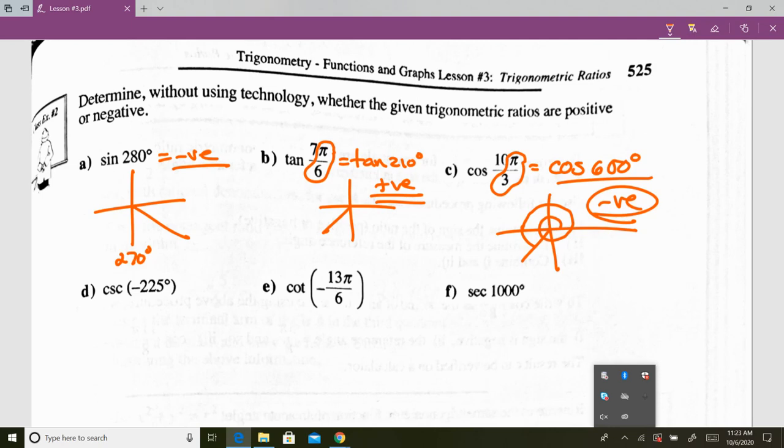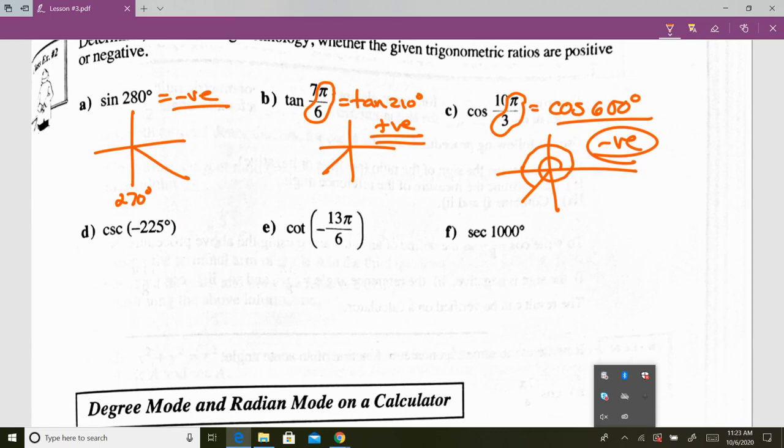Okay, the reciprocals. Cosecant negative 225. What quadrant are we in for negative 225? 2, yes. Because it's 180 to there. So we're in quadrant 2. What's cosecant? 1 over the sine value. So all you got to do is go, okay, is sine positive or negative in this quadrant? Positive, because it's add sugar, all students. So if sine's positive, the reciprocal has to be positive, so it's positive.